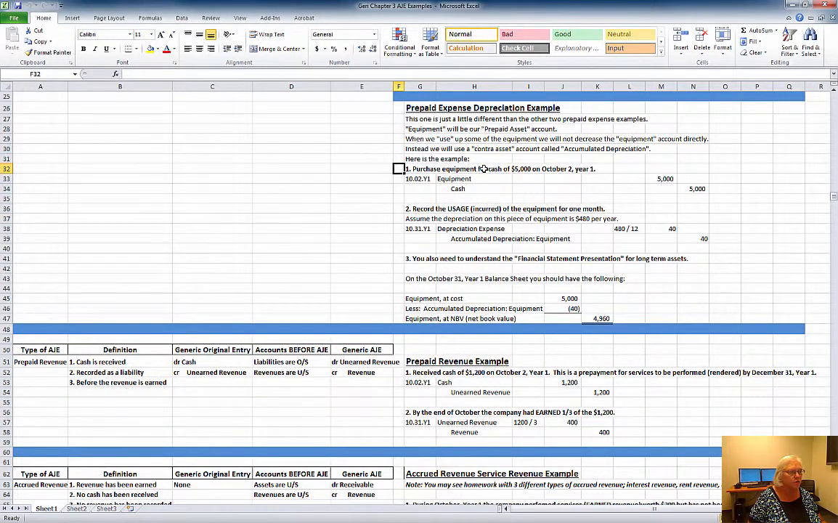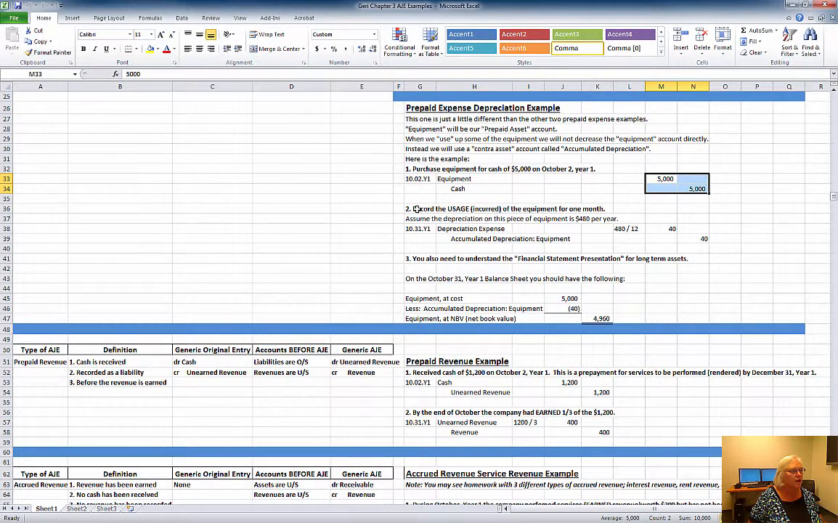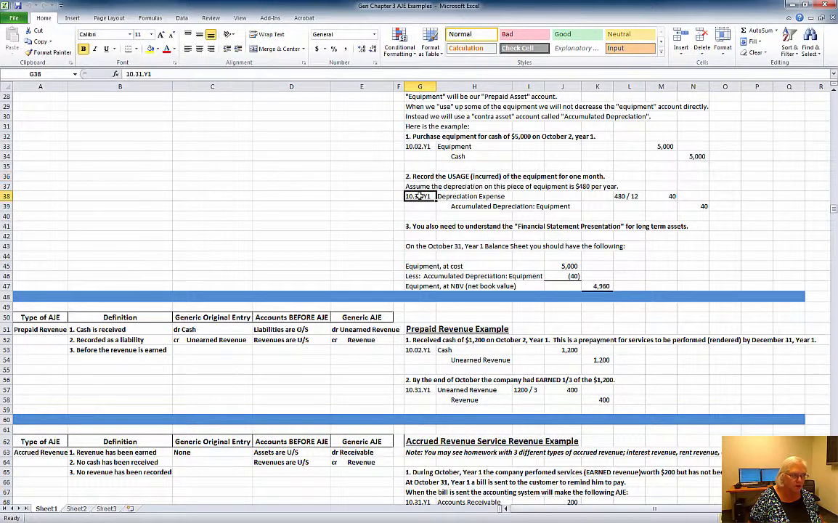So if we purchase equipment for $5,000 on October 2nd, I'm going to debit equipment, which is a long-term asset, and credit cash for $5,000. Number two, at October 31st, I want to record how much of that equipment we actually used. All right, so if we assume that the depreciation is $480 per year, then to get it for 1 month, I'm going to take $480 divided by 12 months. That gives me $40 per month is how much I'm using of that equipment every month.